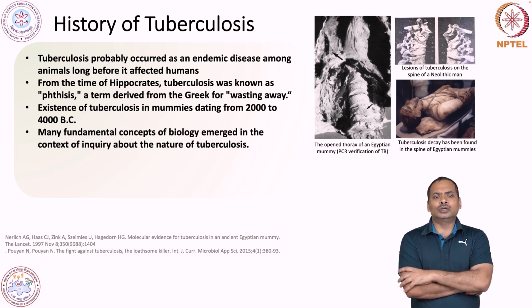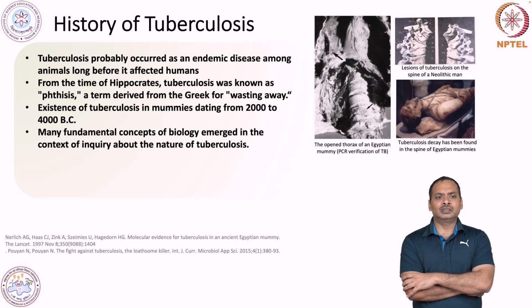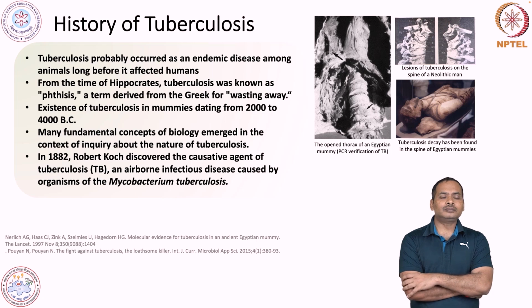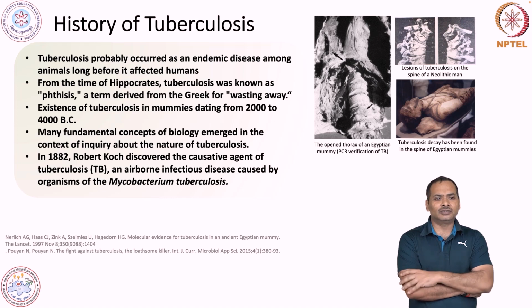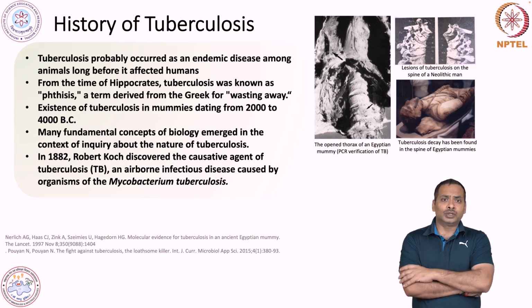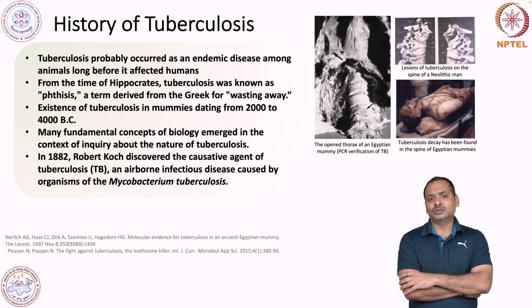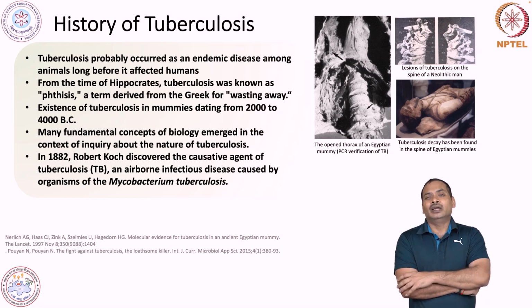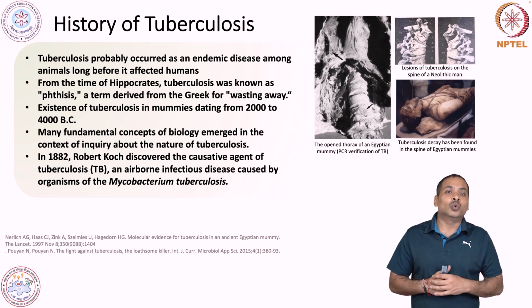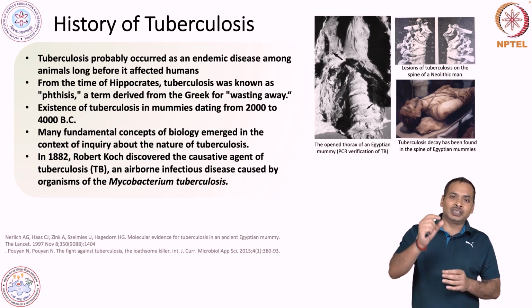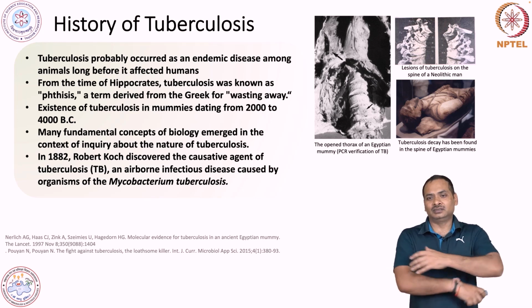Many fundamental concepts of biology emerged in the context of inquiry about the nature of tuberculosis. Basically, the causative agent of tuberculosis was discovered by Robert Koch in 1882, an airborne infectious disease caused by the organism Mycobacterium tuberculosis. At that time tuberculosis was known as the white plague, because it leaves white lesions in the lung.